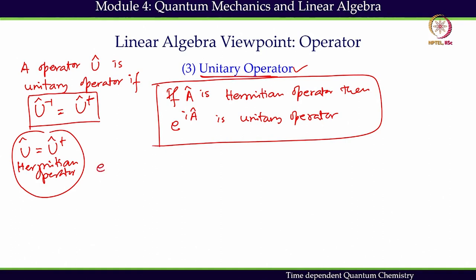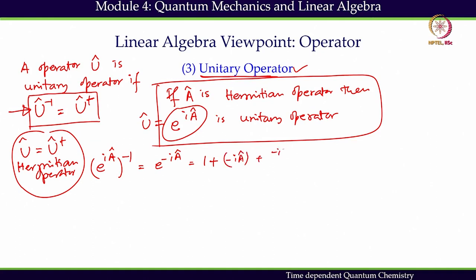We can prove that e to the power iA, an exponential of an operator, is unitary by checking its inverse. First I have to find the inverse of the operator. This is the operator we are talking about, this is U. Now we first check the inverse of that operator. The inverse is going to be e to the power minus iA, which can be written with the Taylor series expansion: 1 plus minus iA plus minus iA whole squared divided by 2 factorial, plus many other terms.